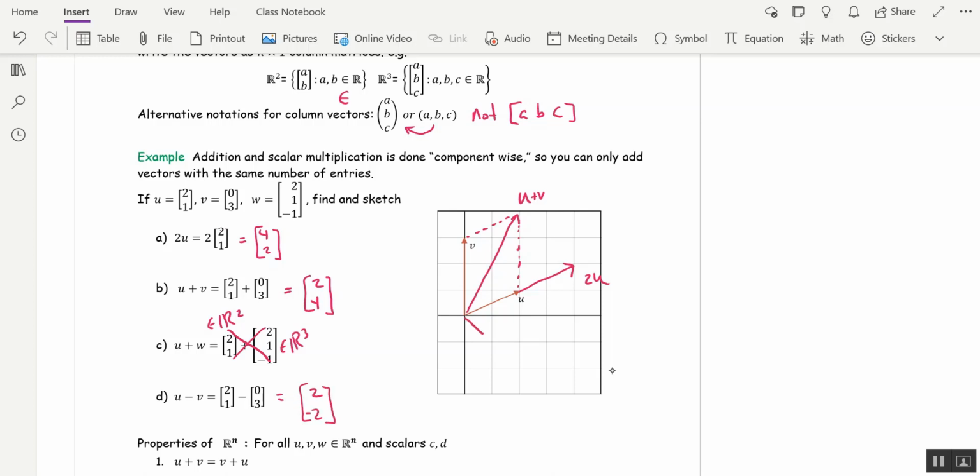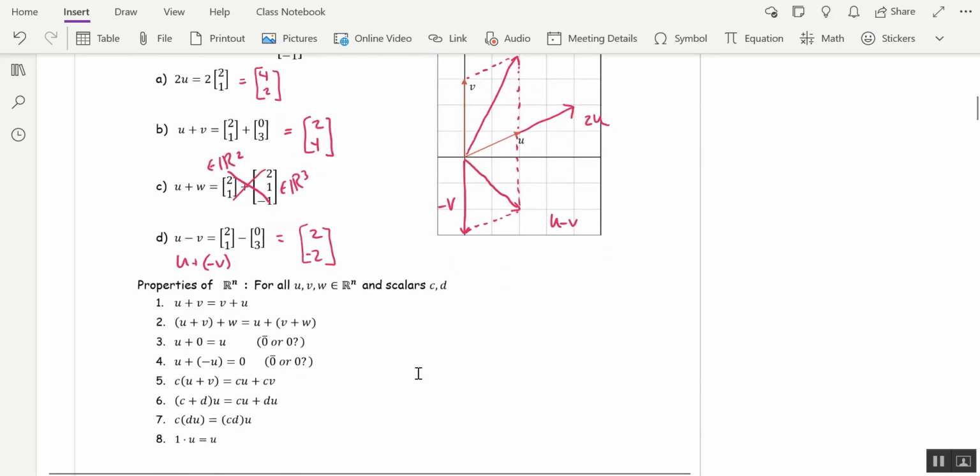Subtraction, again, just subtract across the top, 2, and then 1 minus 3 is negative 2. That's right here. Geometrically, we want to think of that as u plus negative v. So negative v is the vector v going in the opposite direction. This is negative v. And u minus v, if we think of it as u plus negative v, is the diagonal of the parallelogram spanned by u and negative v.